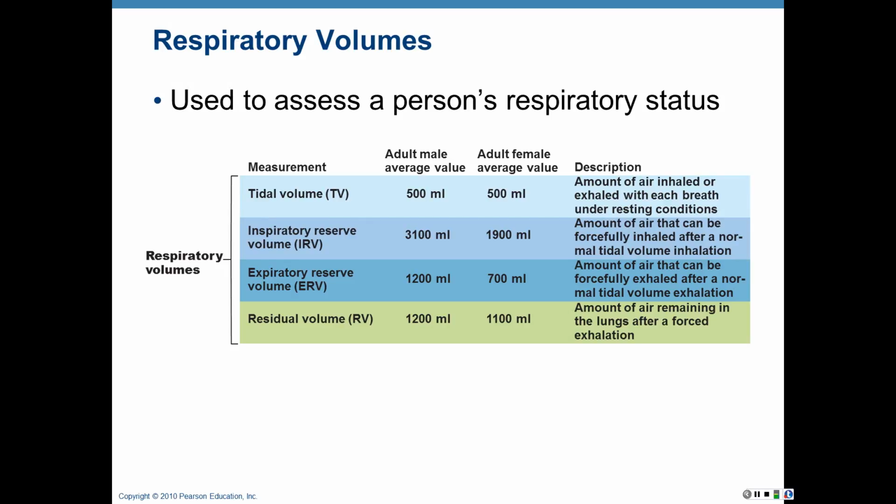Okay, now you cannot blow all of the air out of your lungs. If you could, the lungs would collapse. So you always have some air that remains in your lungs, and that's called the residual volume. That's about 1,200 milliliters in a typical male adult and 1,100 in a female.